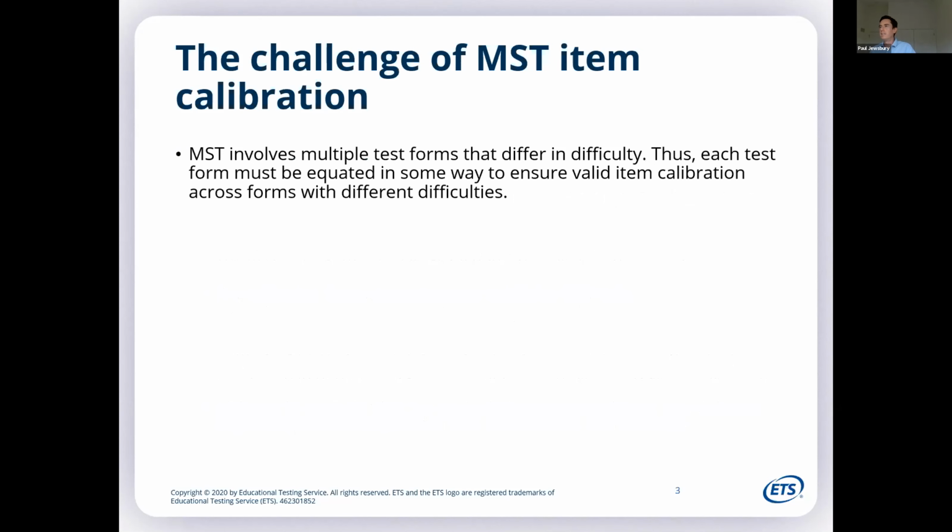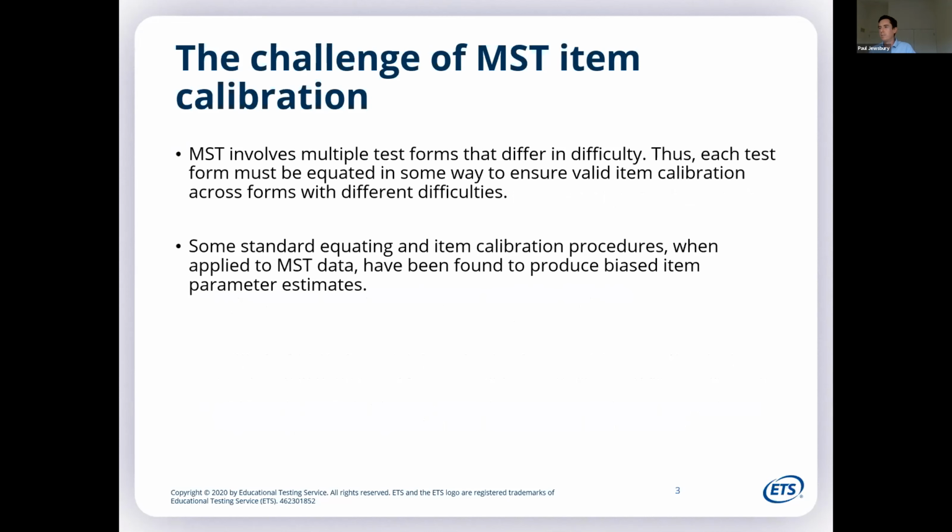So the challenge of item calibration with MST data, as opposed to item calibration with non-adaptive data, is that MSTs and other adaptive tests involve multiple test forms that differ in difficulty. Therefore, each test form must be equated in some way to ensure valid item calibration across forms with different difficulties. And it's been observed that some standard equating and item calibration procedures, when applied to MST data, don't work very well and produce systematically biased item parameters with respect to the module, and those biases are large enough to have non-negligible effects on proficiency estimation.